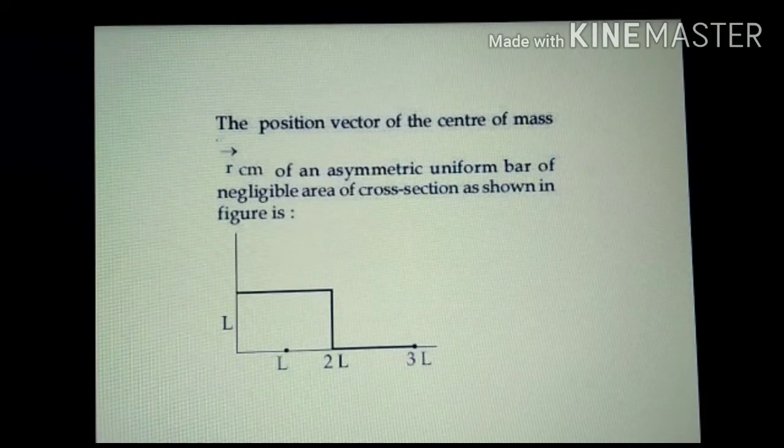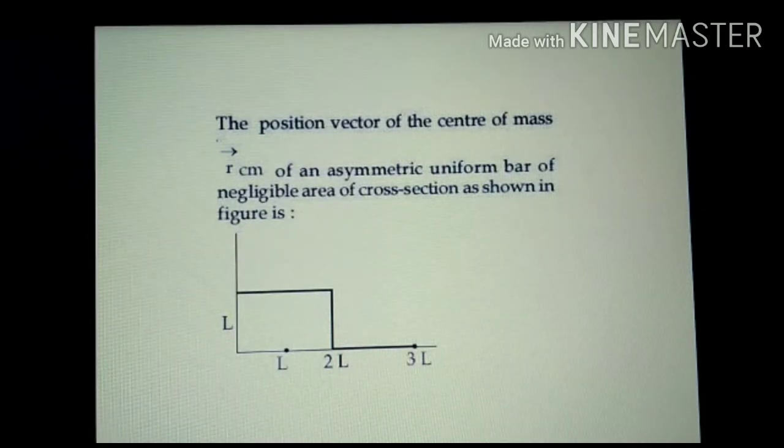The position vector of the center of mass r bar of an asymmetric uniform bar of negligible area of cross section as shown in the figure. Okay, thank you. Now you see the figure. In the figure, what information is given, I will explain.